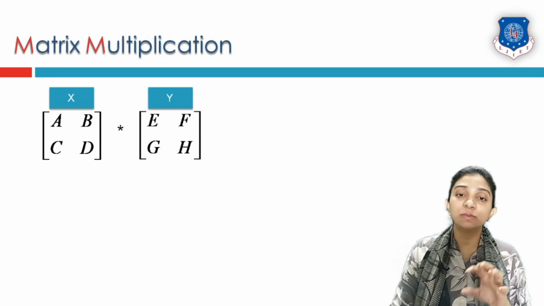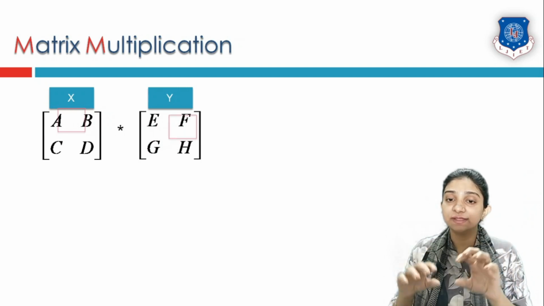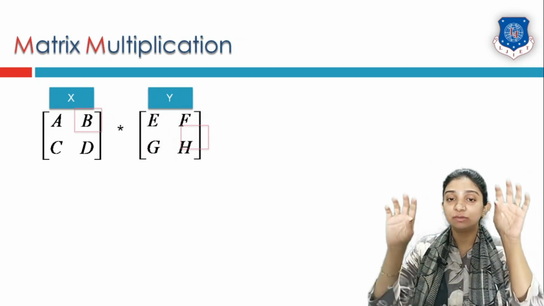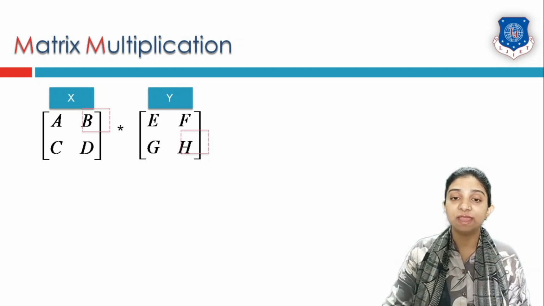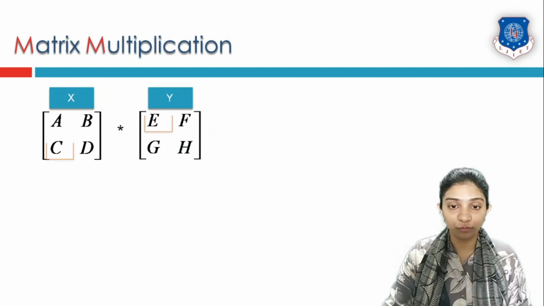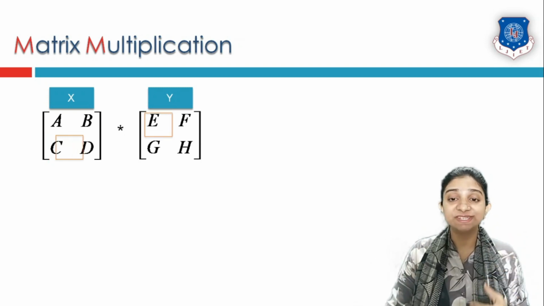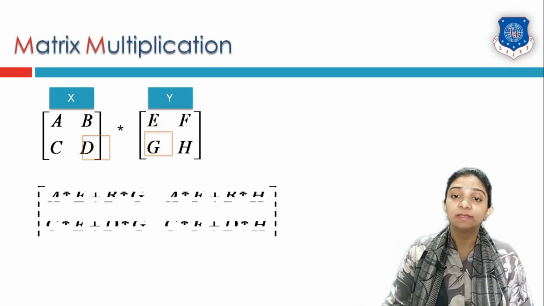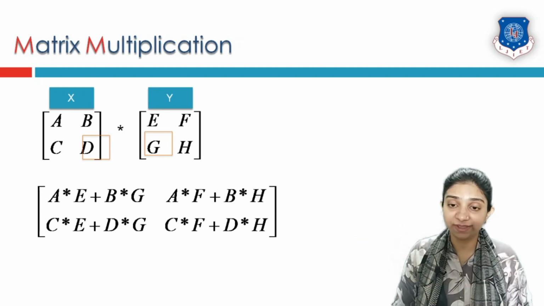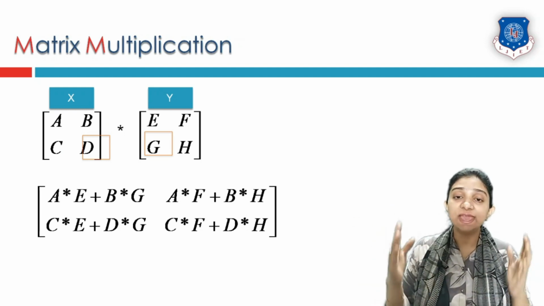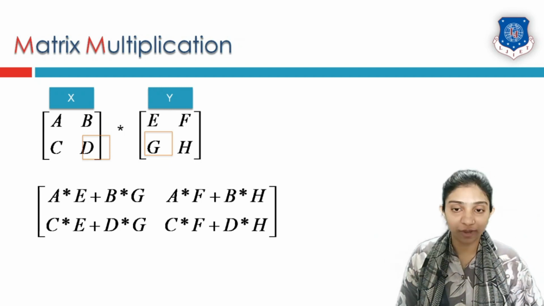Now if I want to multiply these two matrices, we are first multiplying A with E, then B with G. Then we calculate A with F and B with H. And this way we have produced our first row. Similarly, C is multiplied with E plus D is multiplied with G. And C is multiplied with F and D is multiplied with H. And this way we have produced our final result of a 2 cross 2 matrix.